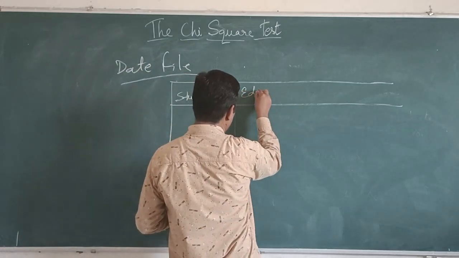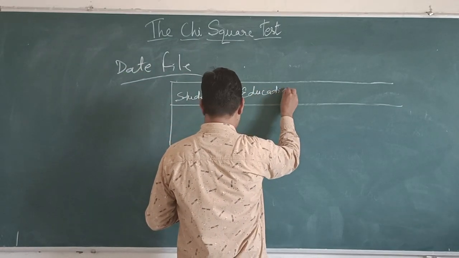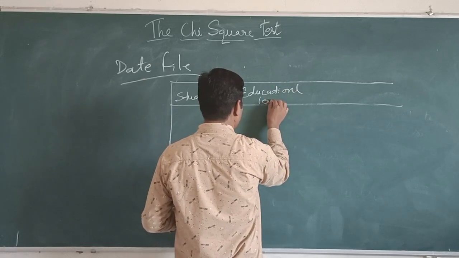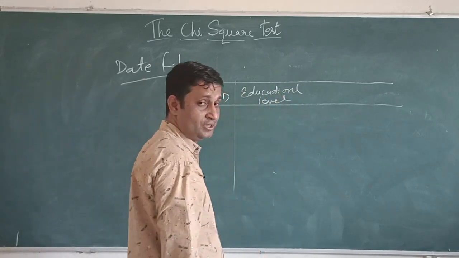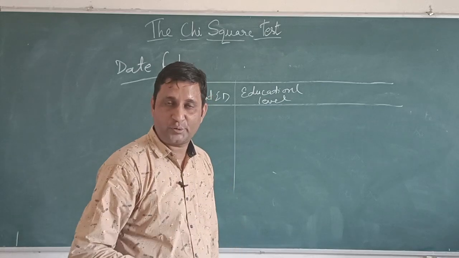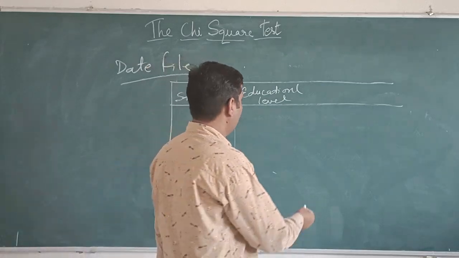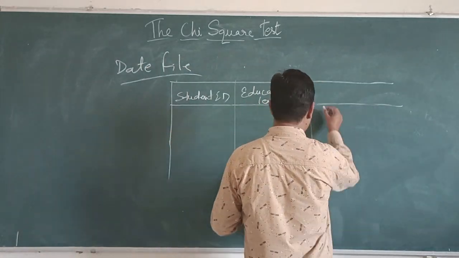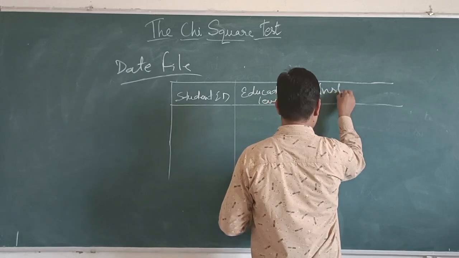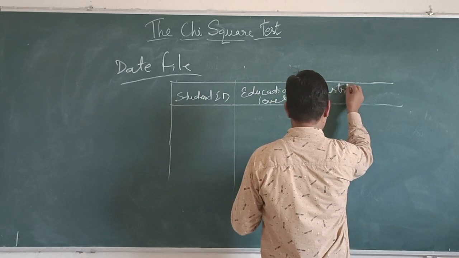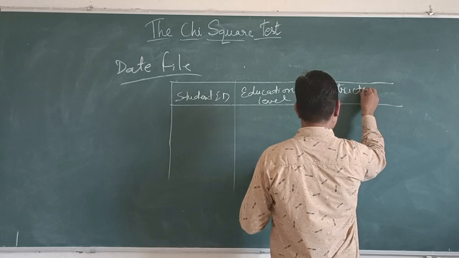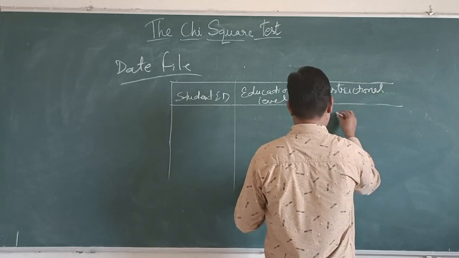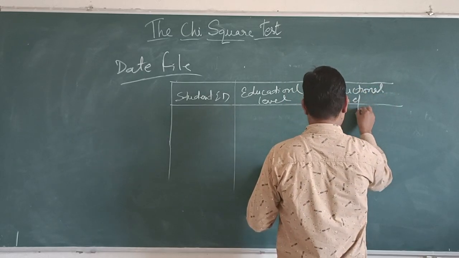Second one is educational level, which means whether the student is an undergraduate or a graduate. Third one, which we will use, is instructional preference.